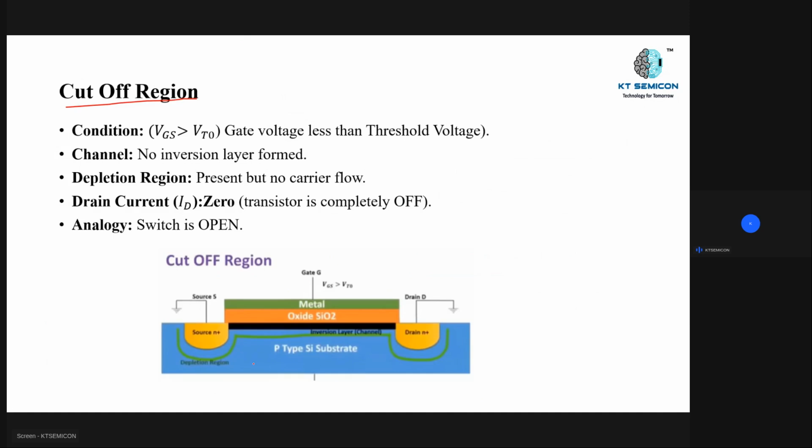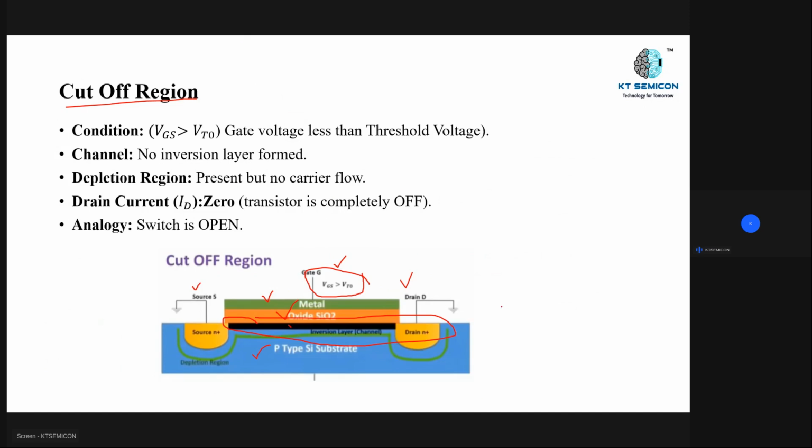See here, in the cutoff region we have three layers, right? Metal, oxide and substrate, and the terminals are source, gate and drain. Here the bulk is also there. In this case my gate voltage is more than my threshold voltage. Because of that, we already have an inversion layer, a channel in between the source and drain, but there is no conduction.